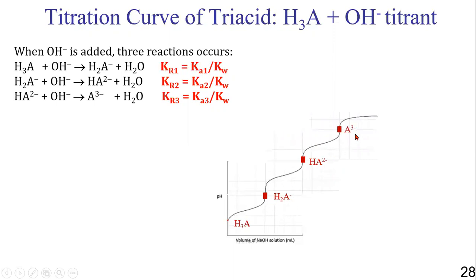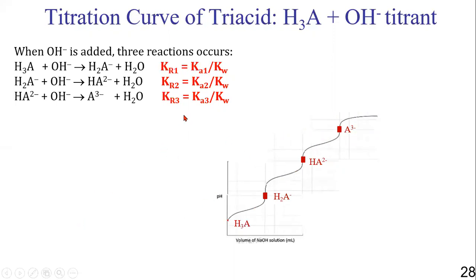So we have three equivalence points, we have three jumps in the pH, and if you want inflection points, we would have to add the pKa, because at pKa1, which is the half equivalence one, at pKa2, the second half equivalence, and at pKa3, we would get the third half equivalence. Now, that's it. That's the titration curve.